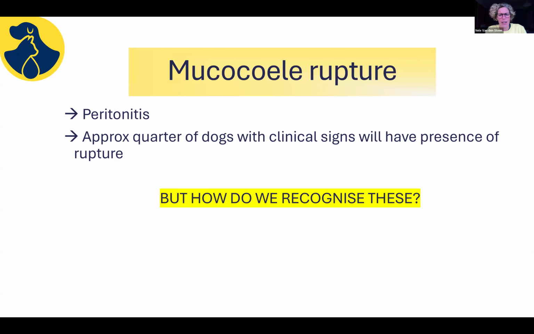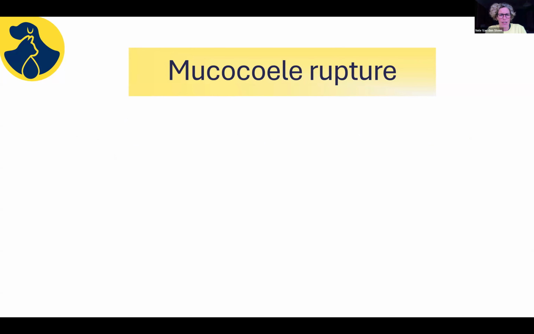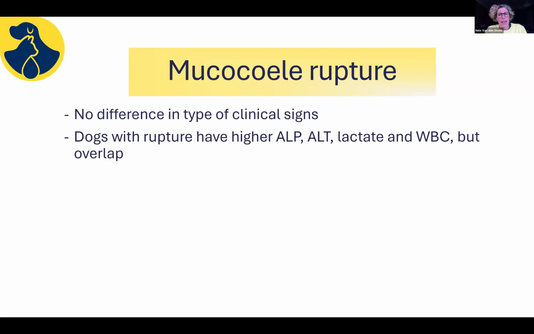So how are we going to recognize these dogs besides these warning signs, really? Like we said, there's no real difference in the type of clinical signs they present with. These clinical signs are very similar. They might be slightly worse, but there's so much overlap that it's very hard to identify the ruptured patients.